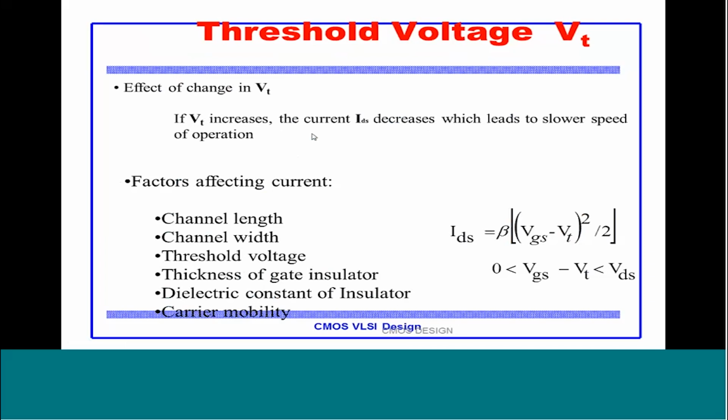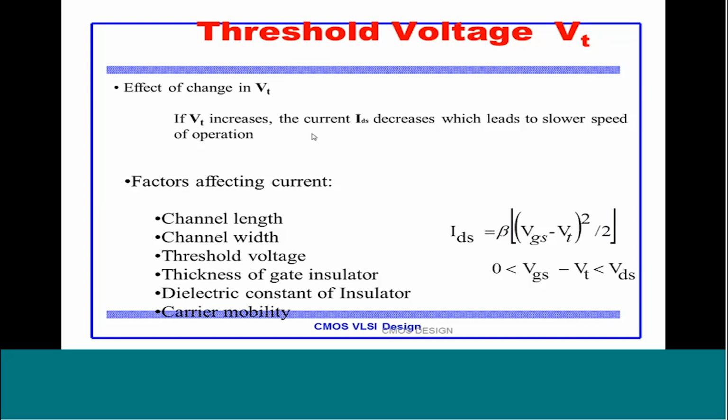That is why I say that devices with all three types of VT, that is high VT, standard VT and low VT, are important for digital design. The low VT will be fastest, the standard VT will be standard, the high VT will be slowest.